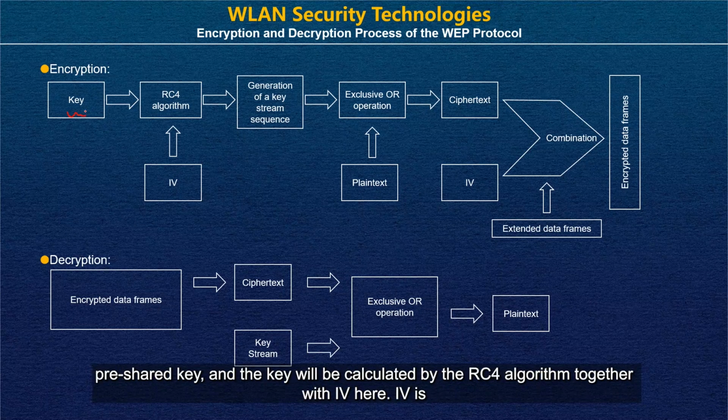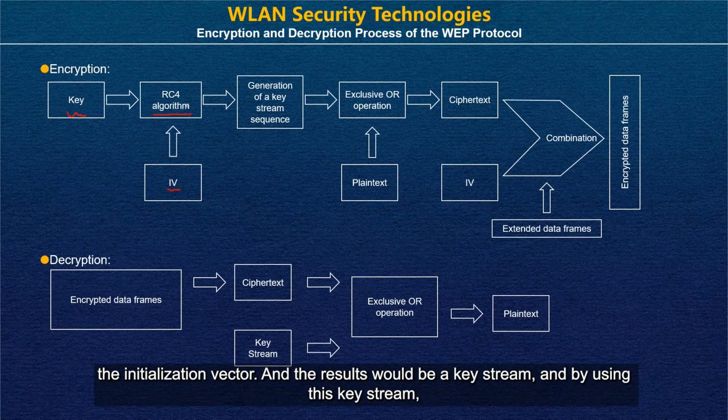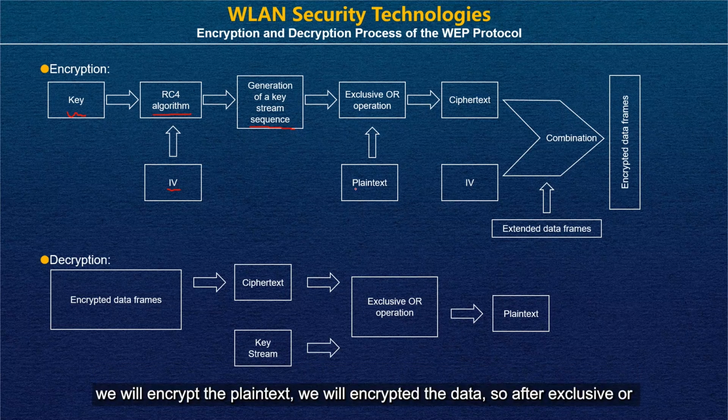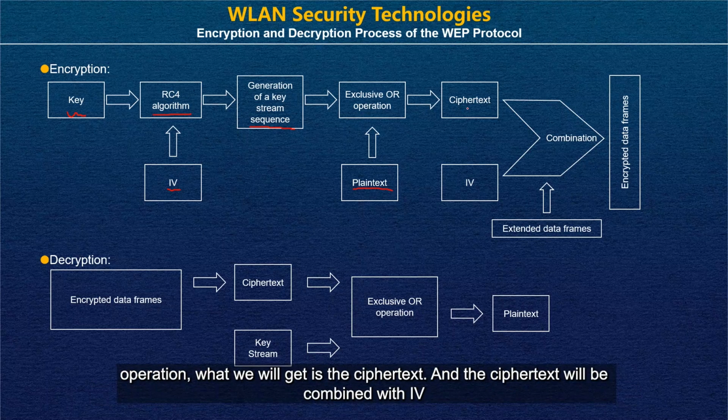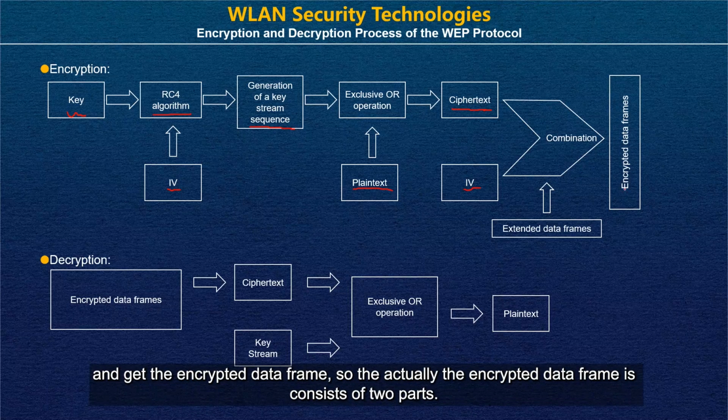The pre-shared key will be calculated by the RC4 algorithm together with the IV here. IV is the initialization vector, and the result would be a key stream. By using this key stream, we will encrypt the plaintext, the data. After the exclusive OR operation, what we get is a ciphertext, and the ciphertext will be combined with the IV to get the encrypted data frame.